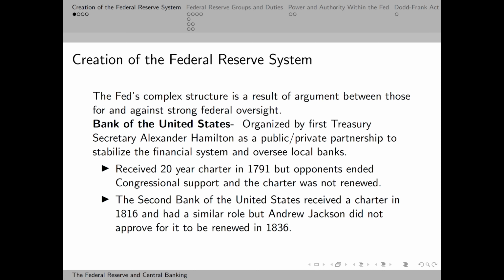However, quickly after that, there was another attempt to establish a public private partnership bank called the Second Bank of the United States, and it received its charter in 1816. And it did have a quite similar role to the Bank of the United States, which meant that it also experienced a similar fate. Congress did actually renew its charter in 1836, but President Andrew Jackson vetoed it, and there was not enough support to override the veto. And so the Second Bank of the United States ended in 1836.